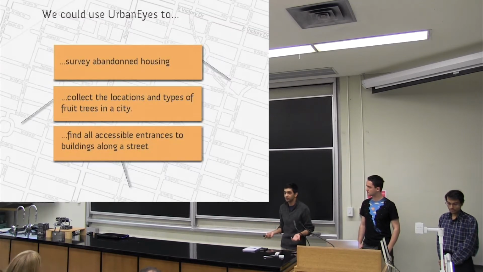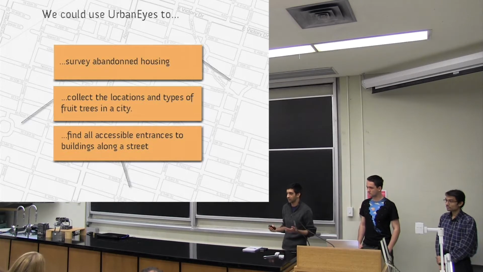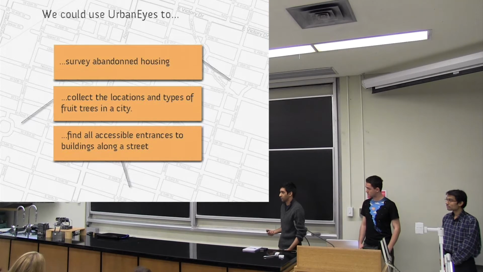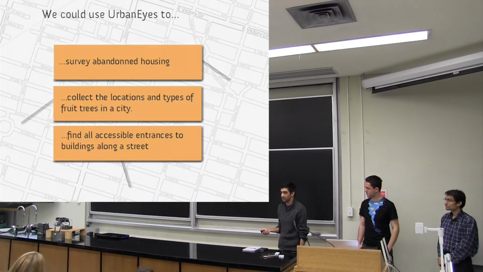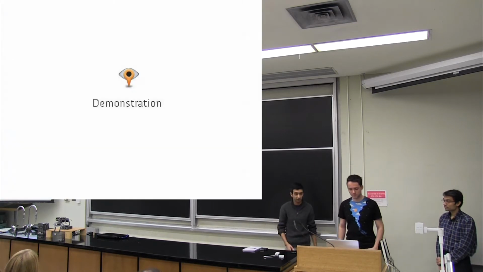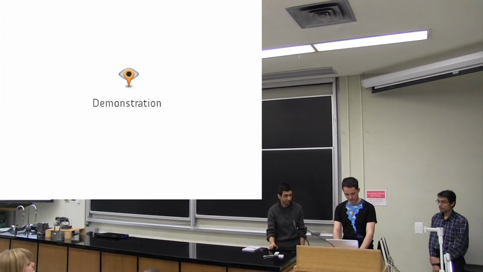So UrbanEyes can be used to do a lot of different things. A few examples here, but to really show it in action and for a demonstration, we'll show you an example at the bottom. We went out and collected information about the building entrances along St. George Street to give information about accessibility. So Miro is going to start us off with our web application.